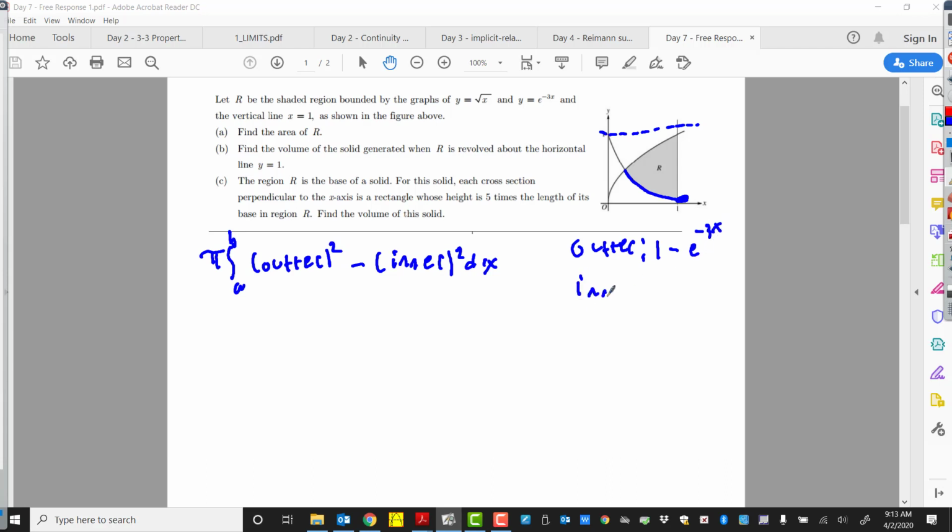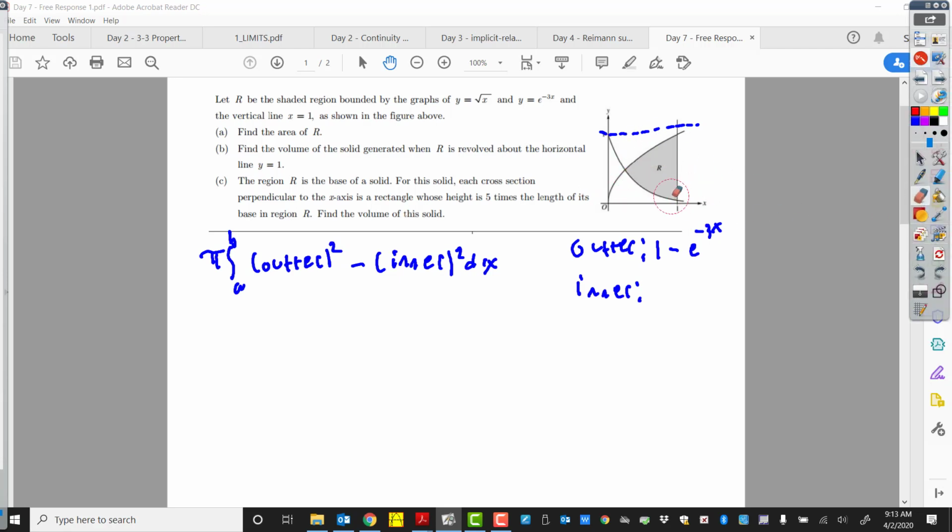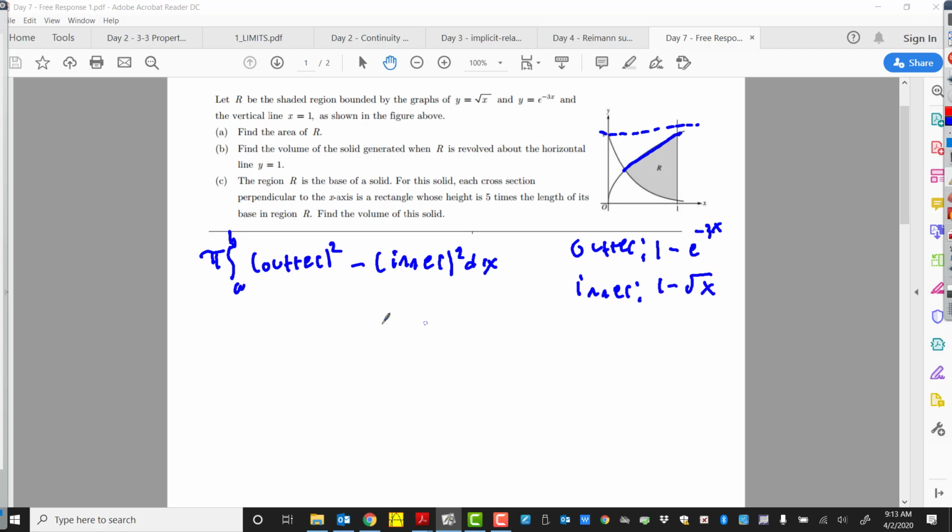And then our inner is going to be the axis of revolution minus our inner function, or the closest function to it. Well, this now becomes the closest function to it. So that's 1 minus the square root of x.